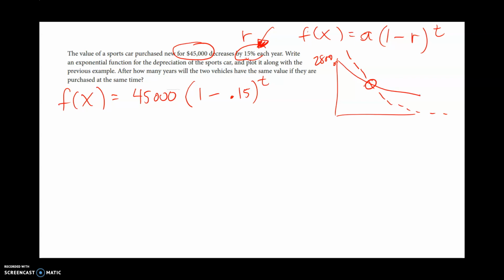We're going to use the intersection command on the calculator. So I have these two graphs. I'm going to hit second, right? And my trace button, which has calculate above it, doesn't it? And if you go down to 5, it says intersection. You hit enter.